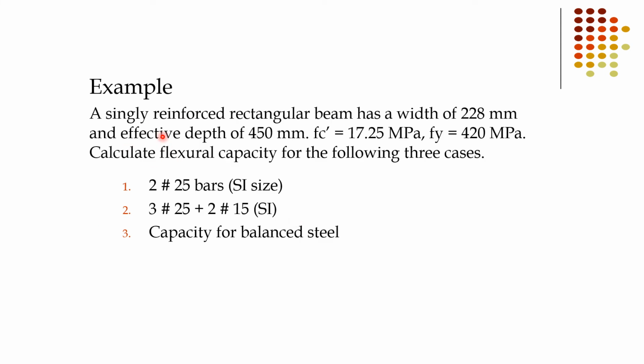Next, this is an example. A singly reinforced rectangular beam has a width of 228 millimeter and an effective depth of 450 millimeter, f'c 17.25 megapascal and fy 420 megapascal. Calculate the flexural capacity, meaning the moment capacity, for the following three cases. First, 2 number 25 bars. Second, 3 number 25 plus 2 number 15 bars. Third, the capacity for balanced steel. Okay, three conditions.